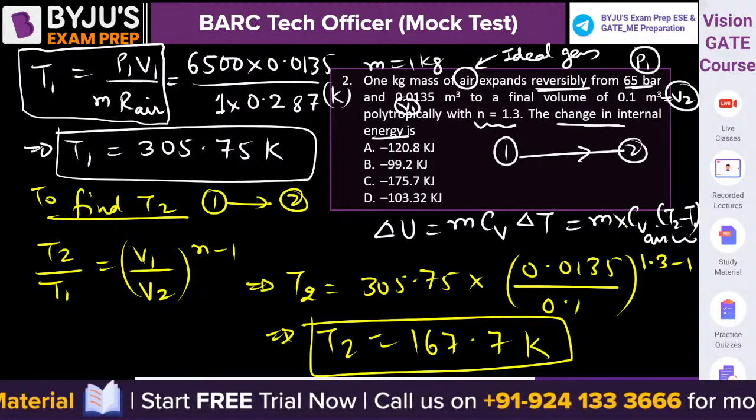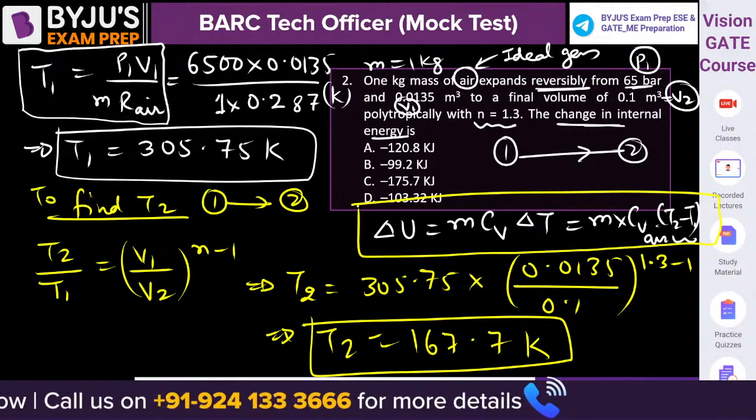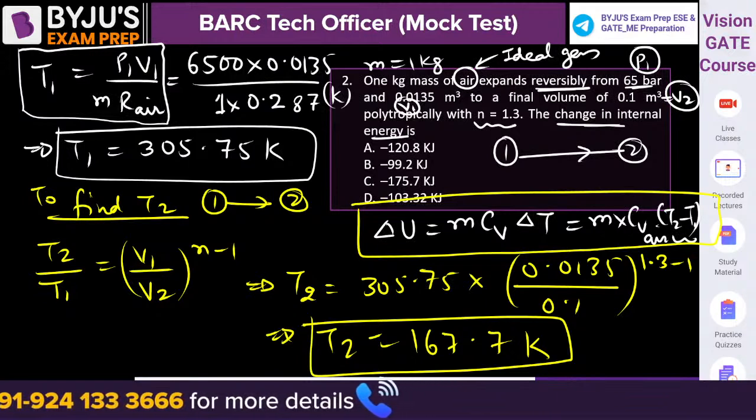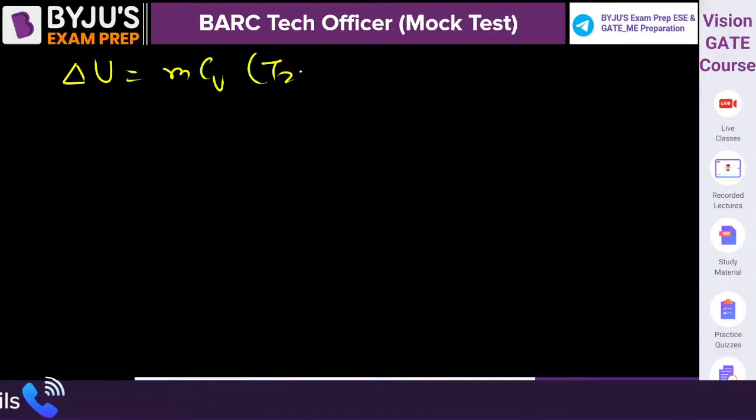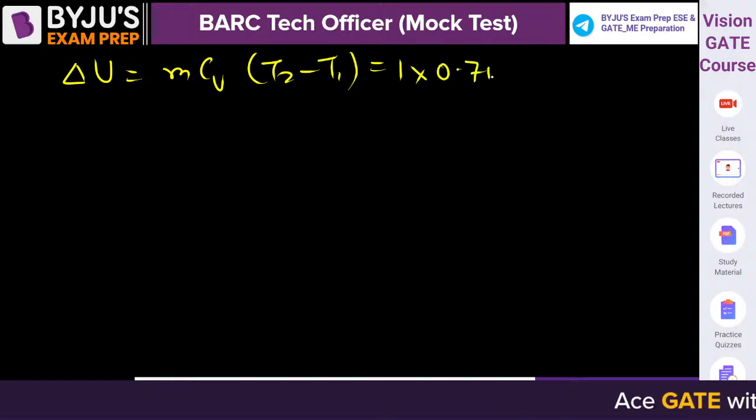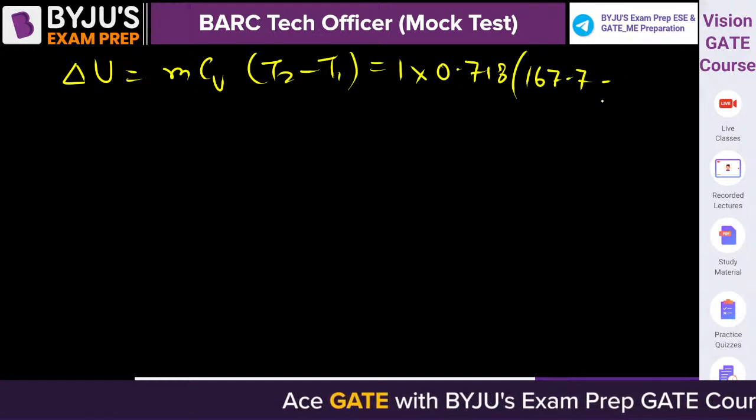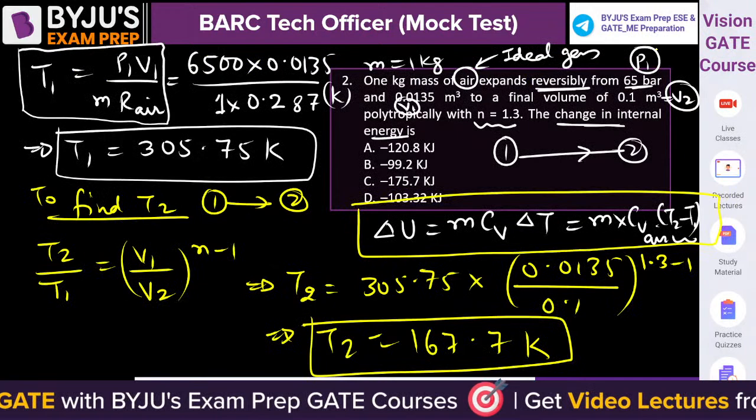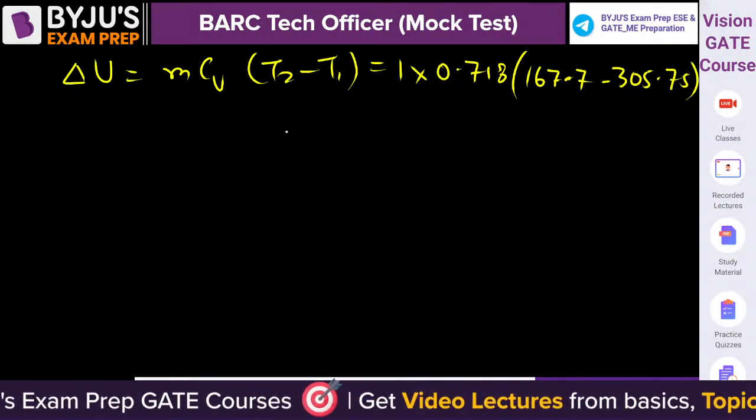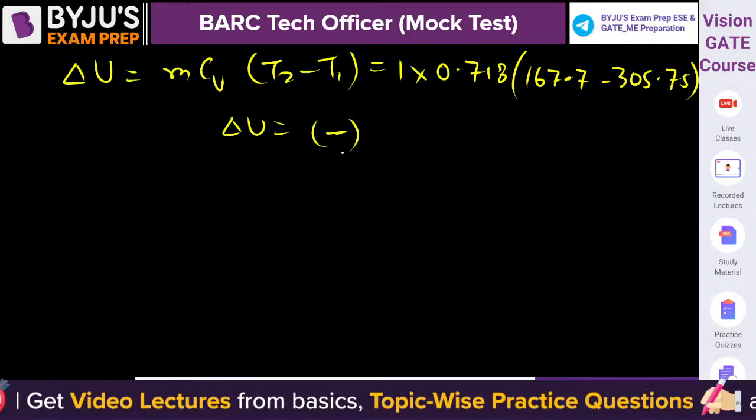Now you know the value of T1 and T2. Put the values in the formula for delta U. So delta U is equal to m into Cv into T2 minus T1. So m is 1. Cv for air will be equal to 0.718 into T2, that is 167.7, minus 305.75. This will give you the answer in kilojoule. It will be negative.